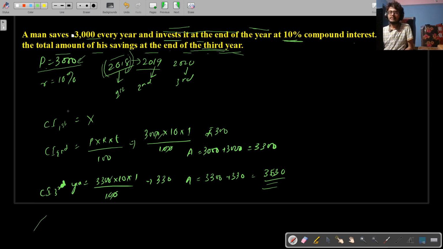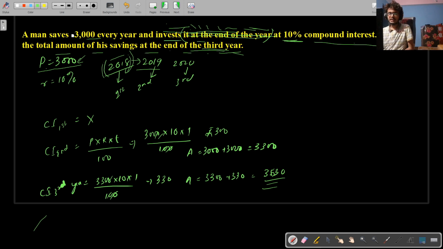A man saves 3000 every year and invests it at the end of the year at 10% compound interest, right? So if this was not given in the question, and it was just: a man saves 3000 every year and invests it at 10% compound interest, calculate the total amount of his saving at the end of the third year.